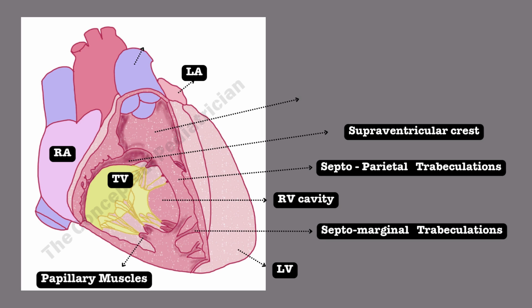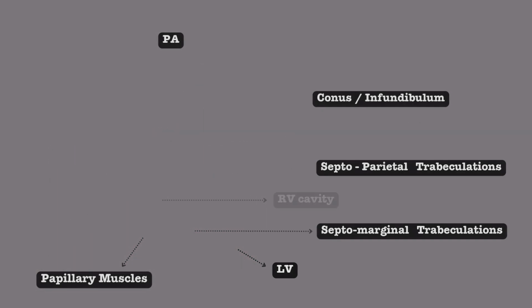The part of the septum which is just below the opening of the pulmonary artery is called the conus, also known as the infundibular septum or the outlet septum. All these structures are important to understand the pathophysiology of tetralogy of Fallot.